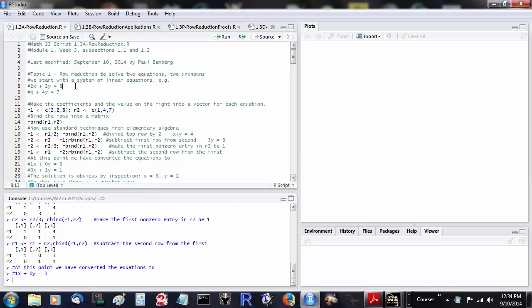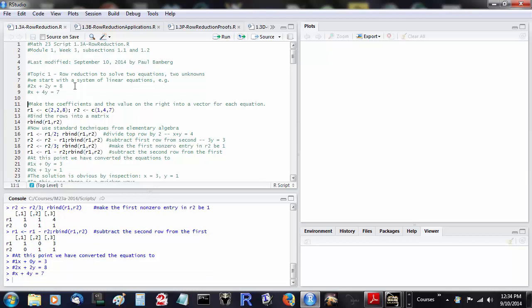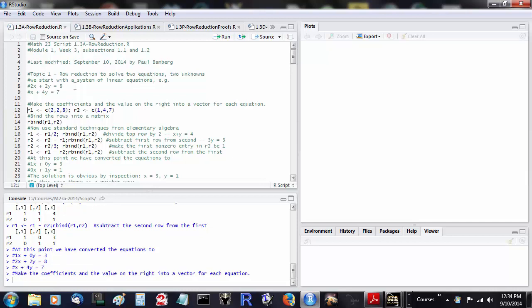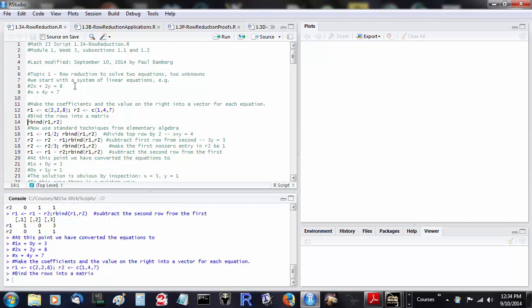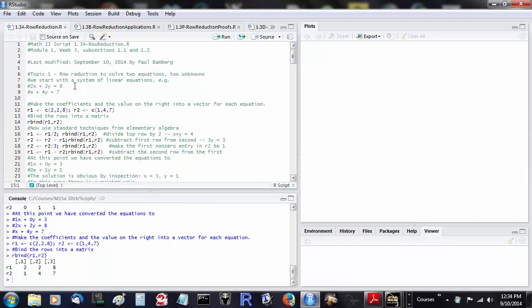Let's start out with a really simple example. We've got a pair of equations in two unknowns, 2x plus 2y equals 8, x plus 4y equals 7, and we will put these into matrix form by converting the coefficients 2, 2, and 8 in the top row into a vector, and the coefficients 1, 4, and the constant 7 from the bottom row into a second vector. We will bind those into a matrix. So you can see what's happened. I've just rewritten the equations without the x, the y, and the equal sign.